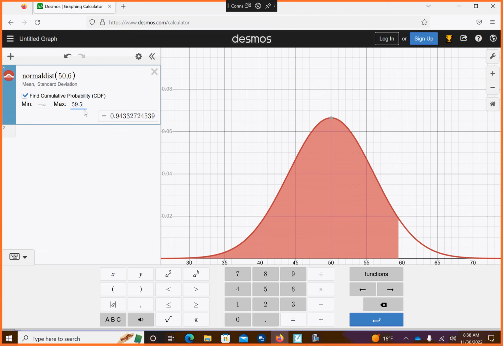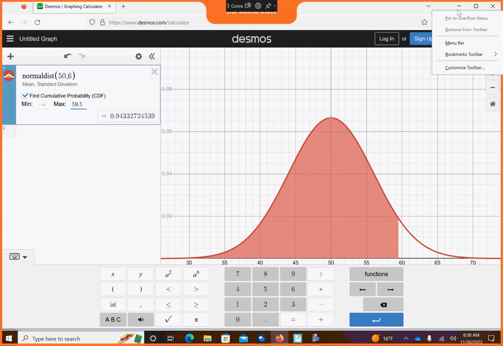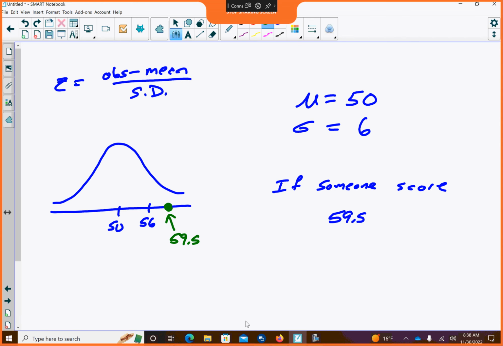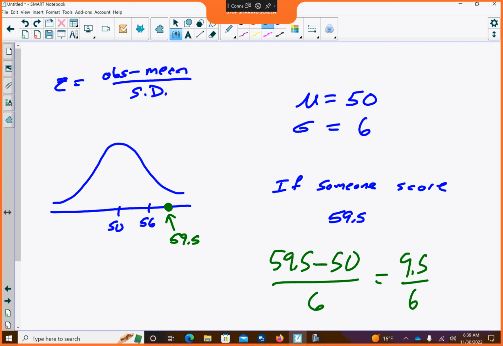Now, if we go back, hey, good to see you, Bob. We go back to our information. Let's find the z-score of this. And I need someone to do this math for me, please. So I'm going to take my 59.5 minus 50 over 6. So would somebody go 9.5 divided by 6 and let me know what you get? 1.583. Cool. So that's our z-score.